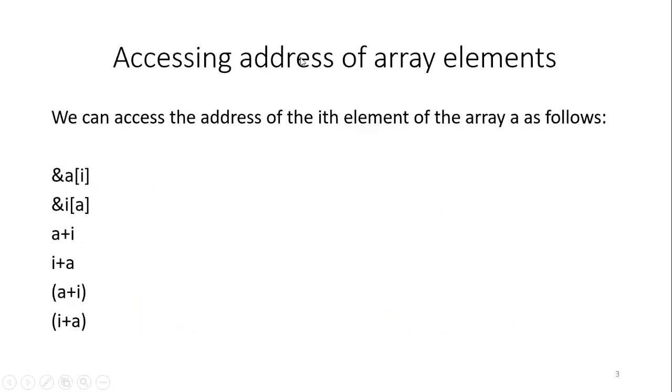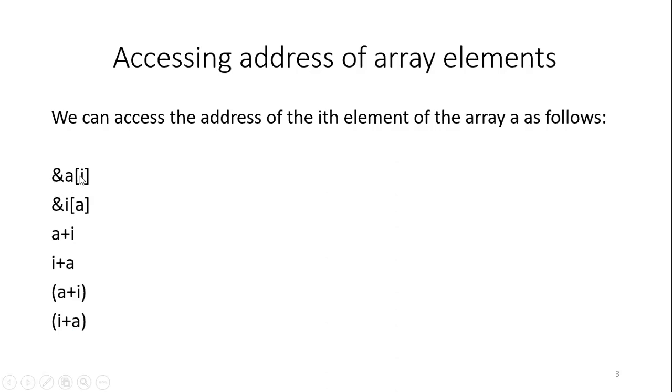Now let us see how to access the address of the array elements. In case of an array, if we want to access the ith element of the array a, then we can achieve this in 6 different ways. The first way is the general way we always use, &a[i]. Here a[i] refers to the ith element. If we write ampersand before that, it is the address of the ith element.